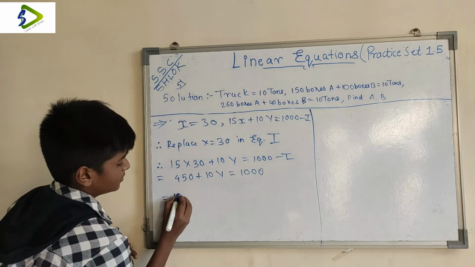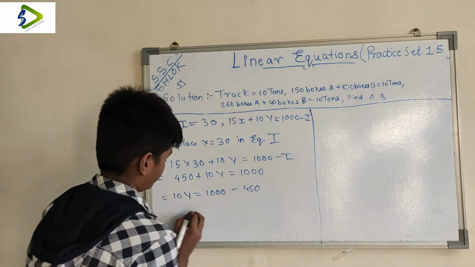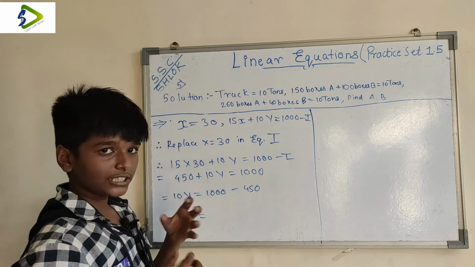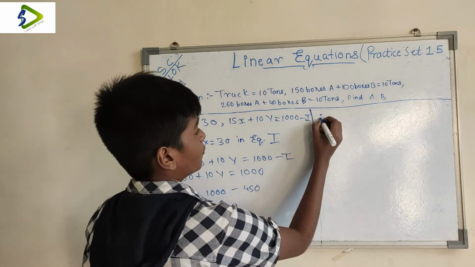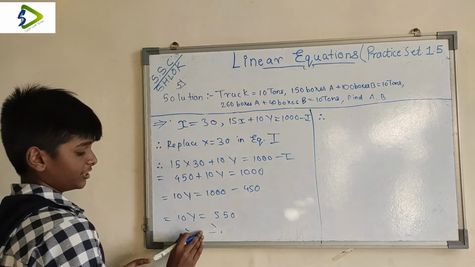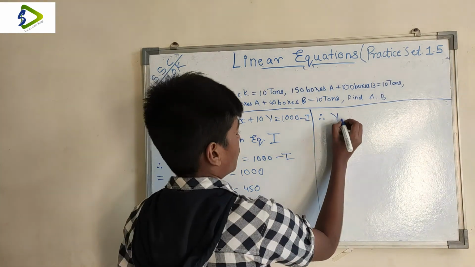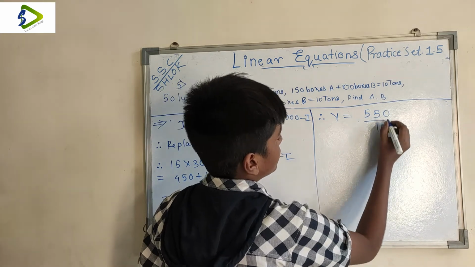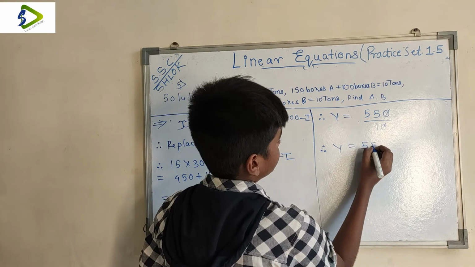So it becomes 10y is equal to 1000 minus 450, which means that 10y is equal to 550, and that means that you can take 10 to this side, it goes to the down part because here it was in multiplication, goes to the other side, it becomes division. So therefore y is equal to 550 by 10. Remove this 0 and therefore you get y's value as 55.